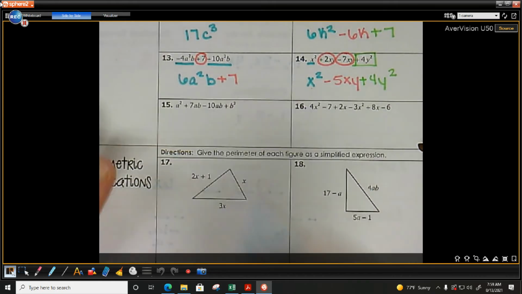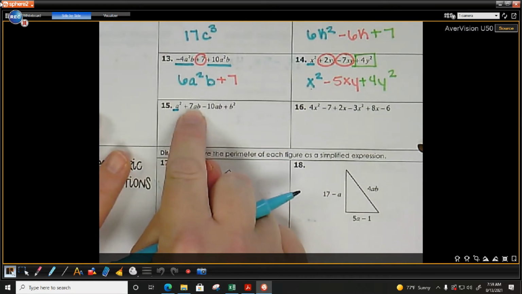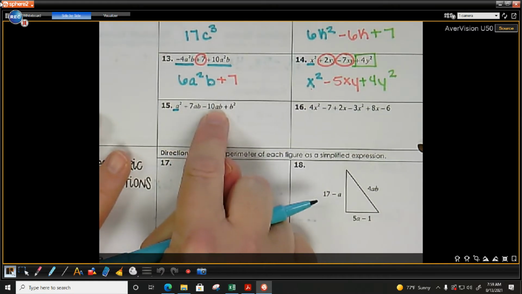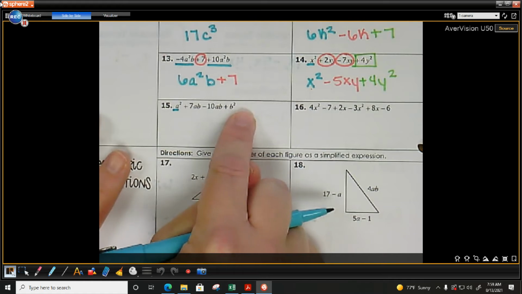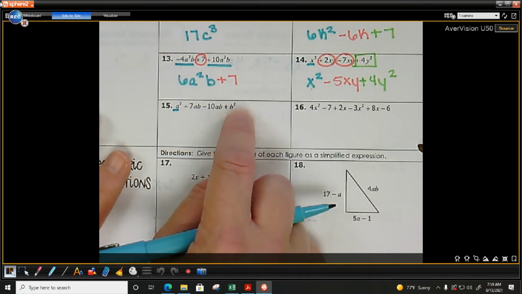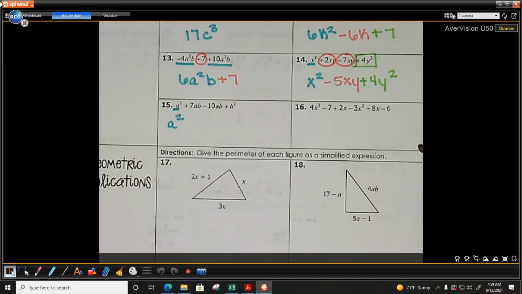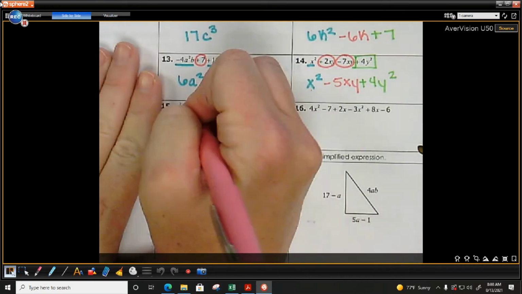Okay, so let's start with our a squared. Is this an a squared term? No. That's a what? That's a b squared. That's not alike with an a squared, so I'm dropping down my a squared. Yes, they have the same exponent, but remember, to be like terms, you have to have the same variable and the variable's exponent. Okay?